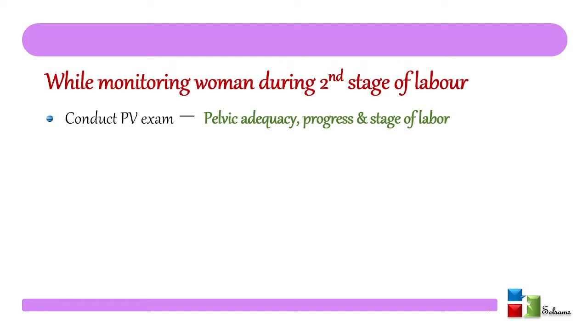So, why do we conduct this per vaginal examination? Just to check whether the pelvis is adequate for the delivery of the baby and check whether the progress is normal and in which stage she is in. Every 4 hours, you need to conduct the per vaginal examination just to avoid the infection.